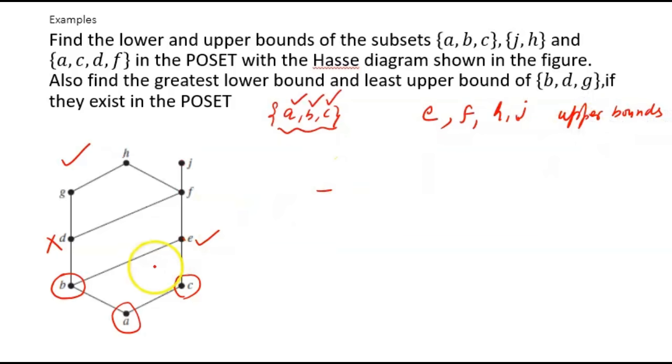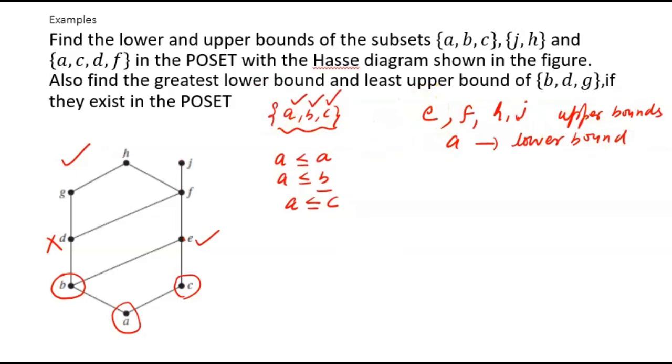What are the lower bounds of {A, B, C}? I hope you will all agree that A is less than or equal to A, because it is a POSET, so it is reflexive. And it is clear from the image that A is less than or equal to B and A is less than or equal to C. So A is less than or equal to all three elements in the subset, so the lower bound will be A. So we have one lower bound, that is A.